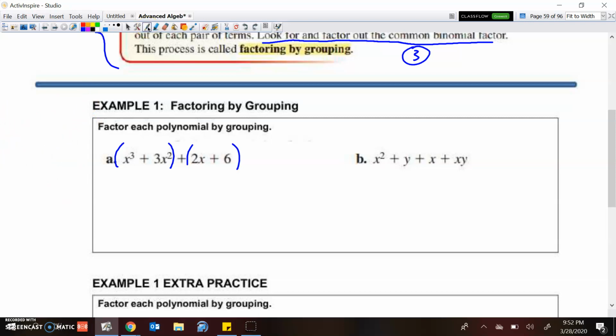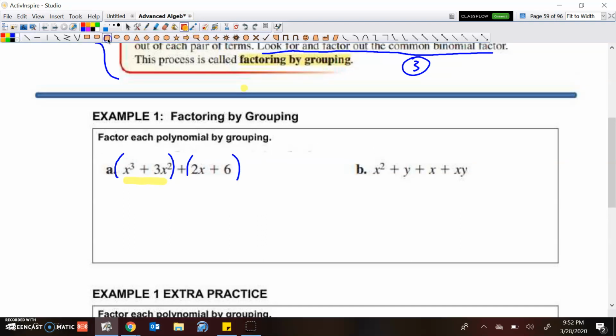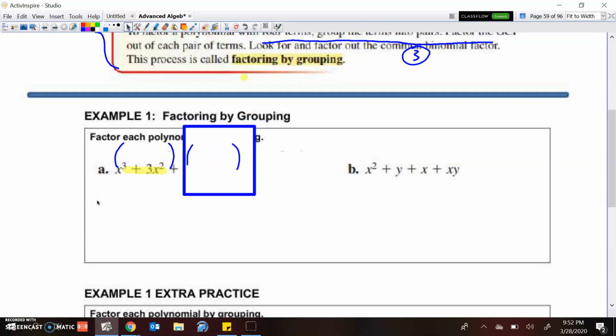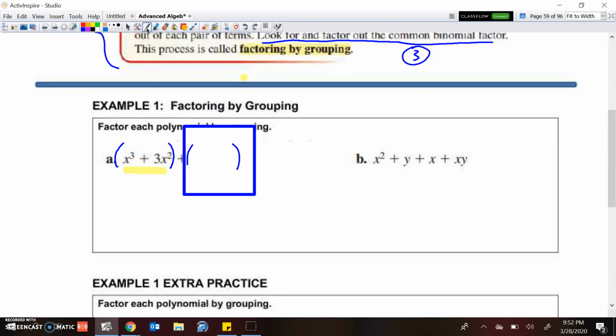Now I look at my first two, and I see, is there a GCF within these two values? You can almost think of it as covering up that and just focusing on the first part, okay? So I can factor out an x squared. All right, so let's factor out x squared. What I'm going to have left in this first term is x plus 3, okay?